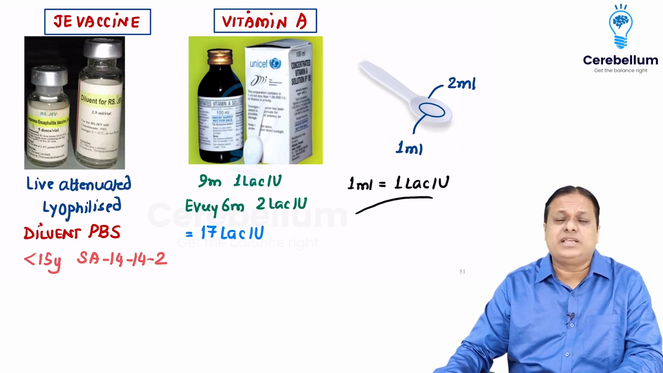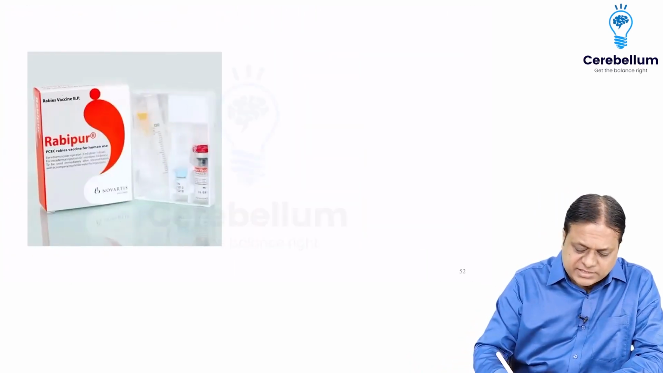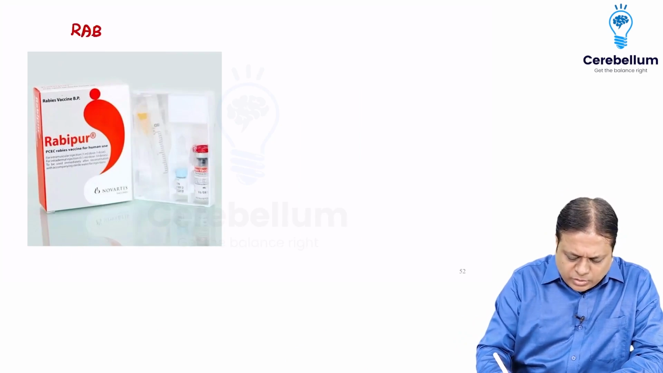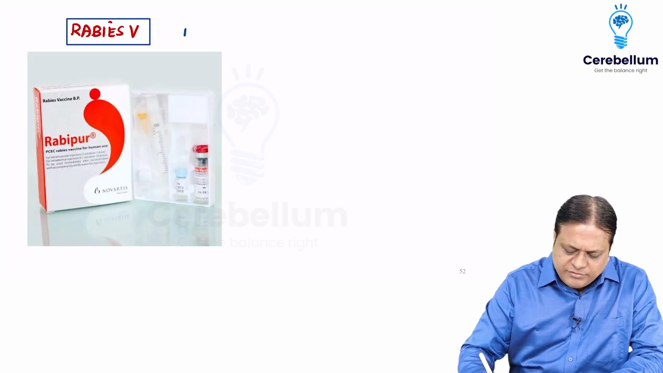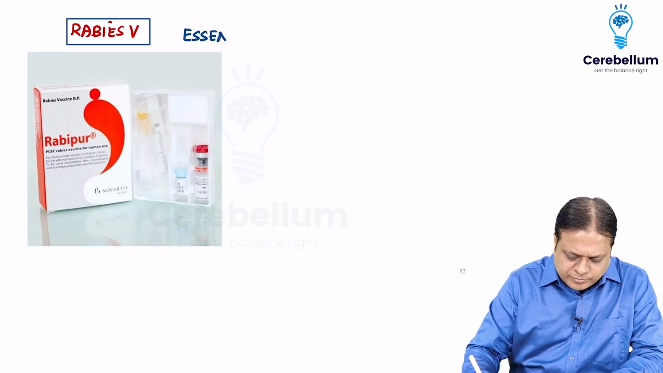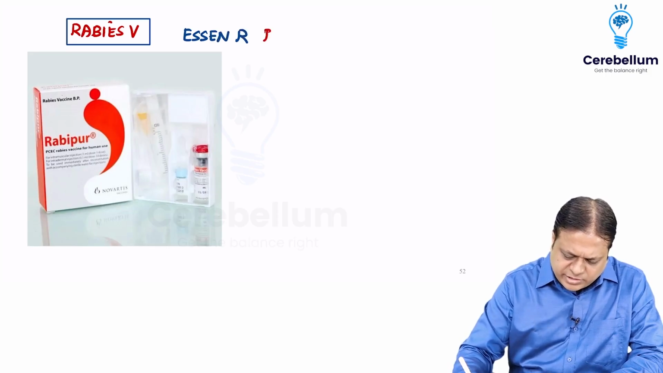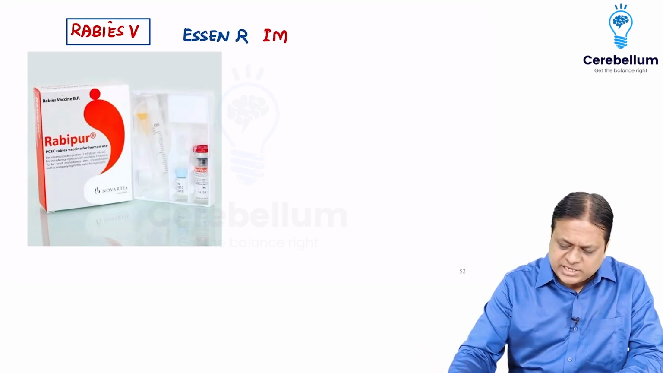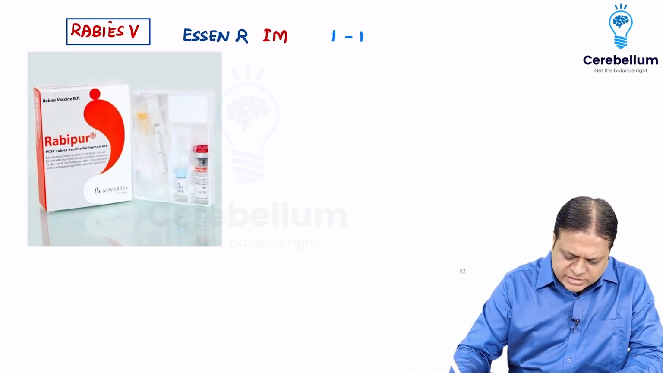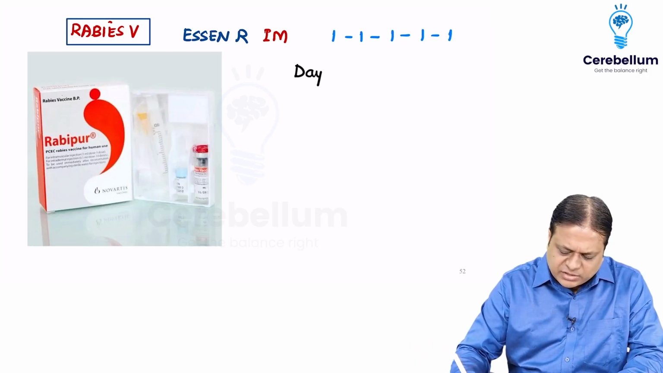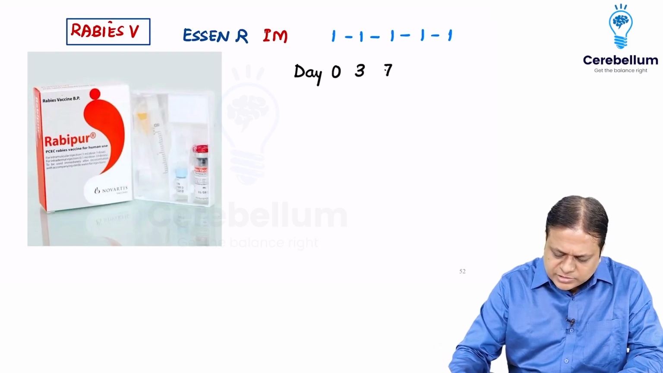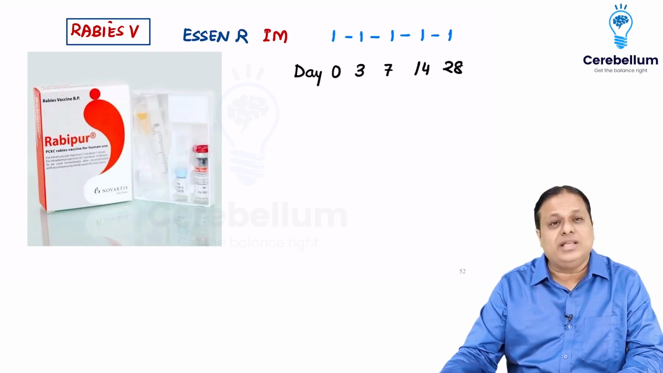Disease with 100% case fatality rate, that is rabies vaccine. So we look at two types of schedules which are followed for rabies vaccine in our country. We have the Essen regimen. Essen regimen is intramuscular. And what is this regimen? This is 1-1-1-1-1. This is automatically understood that these vaccines are given on day 0, 3, 7, 14, 28.